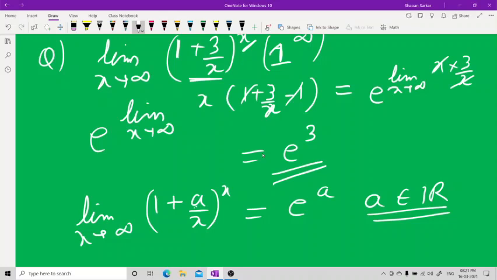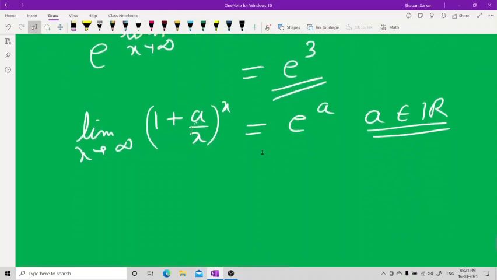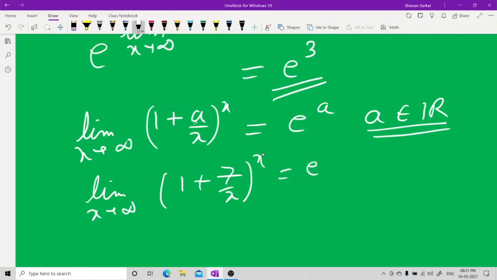Suppose I give you one question like this. See, limit x tending to infinity 1 plus 7 upon x to the power of x. It is nothing but e to the power of 7.